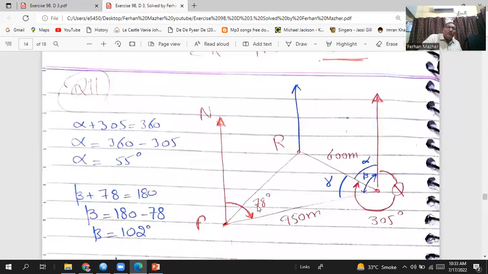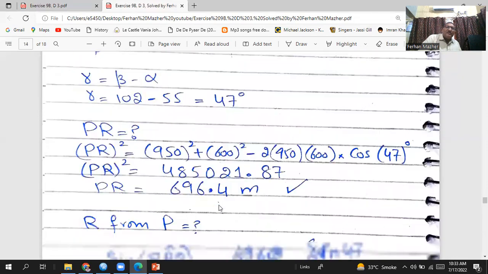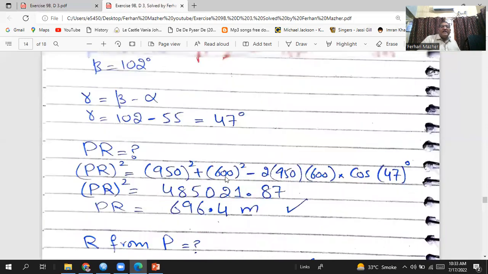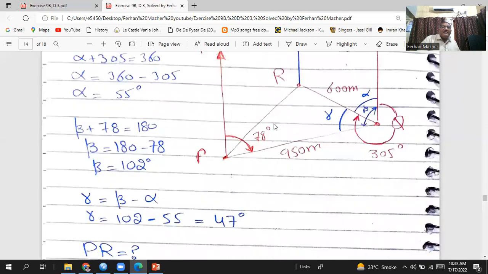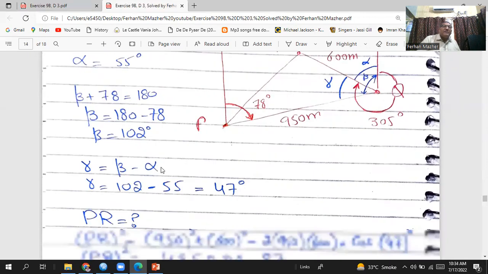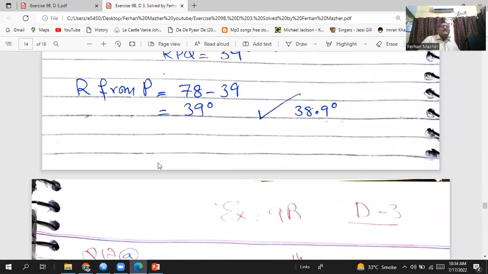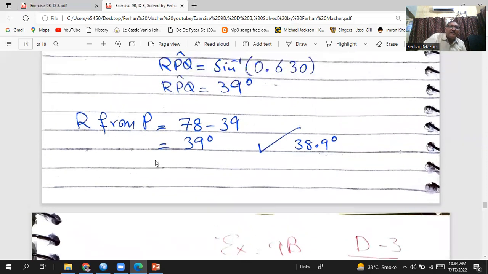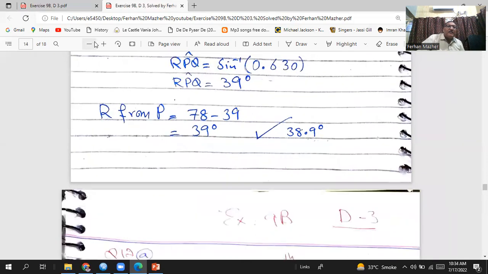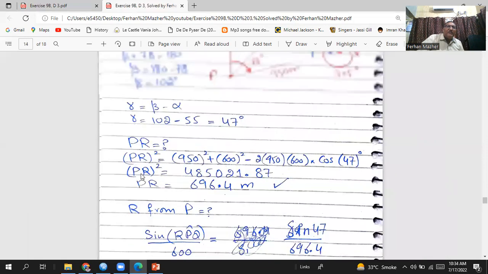Once I know this angle, how much is it? 39 degrees. So if this angle is 39, then the bearing of the R from the P will be this angle, and that will be 78 minus 39. So the bearing of R from P will be 78 minus 39, and that will be approximately 38.9, something like this. I just rounded it off, but in the book they have not rounded it off.